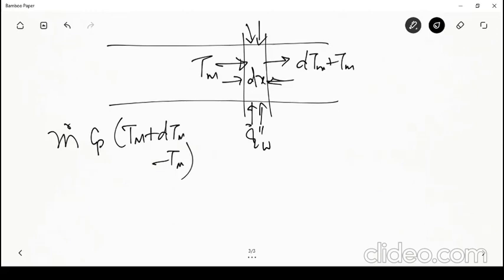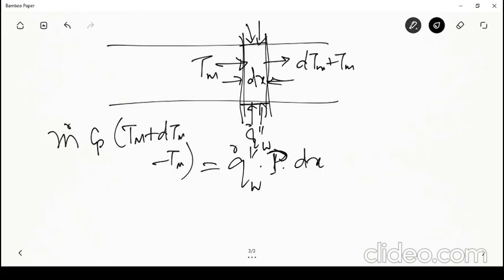minus Tm). So this will be the rate of change of the energy contained in unit mass flow, multiplied by m dot. So the total energy contained in the stream between these two segments is the difference. Now this should be equal to the amount of energy that entered the duct through the wall, which is q dot double prime at the wall multiplied by the area, which is equal to the perimeter multiplied by dx, where capital P is the perimeter.